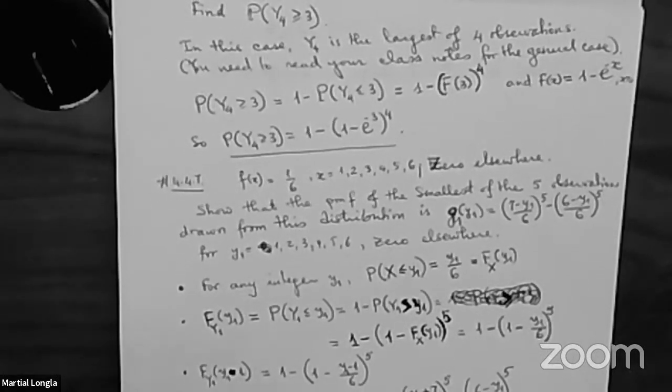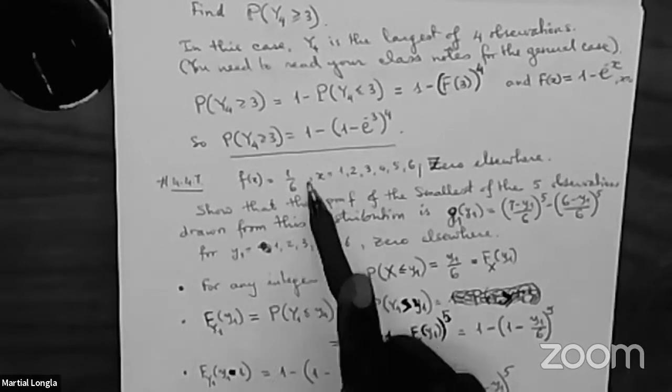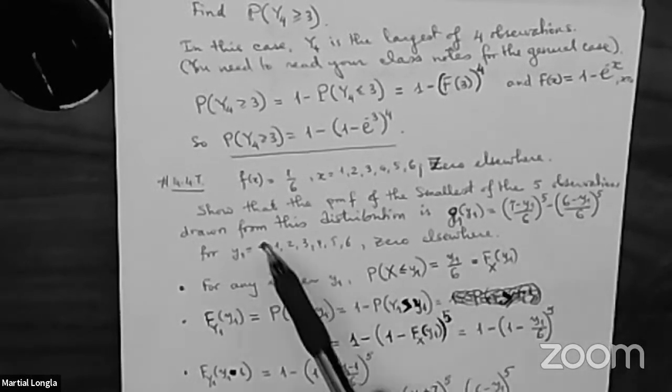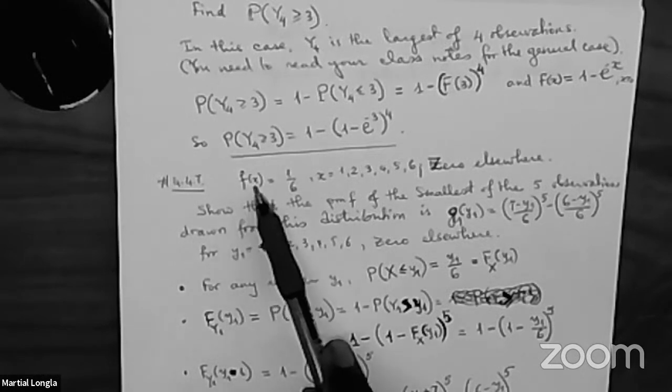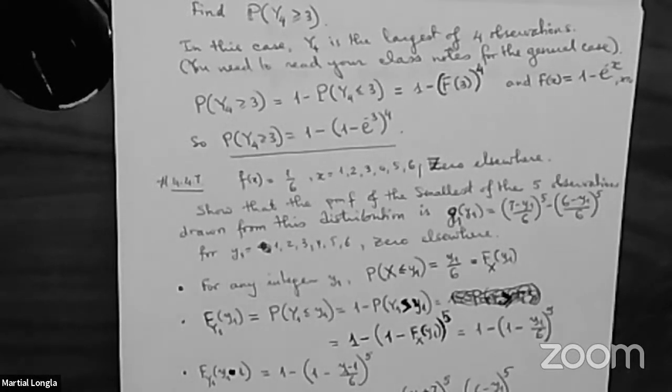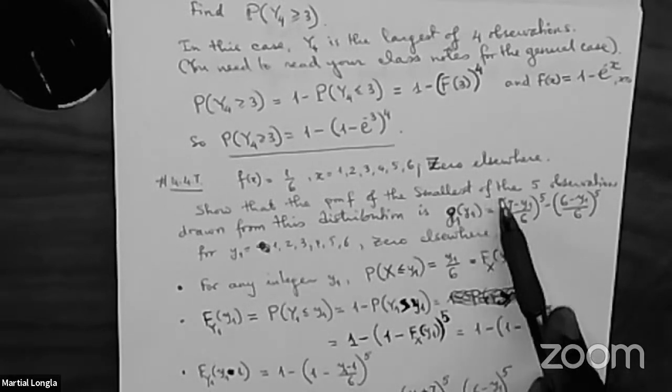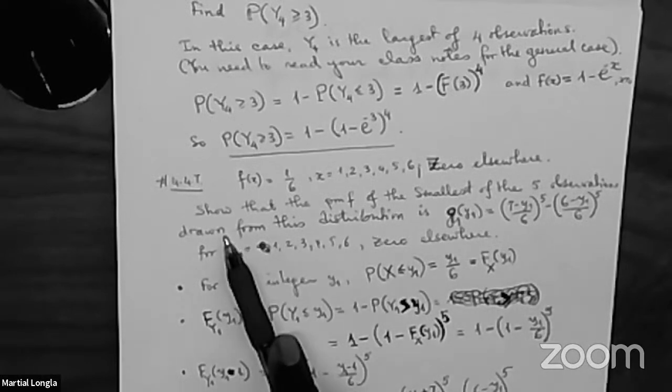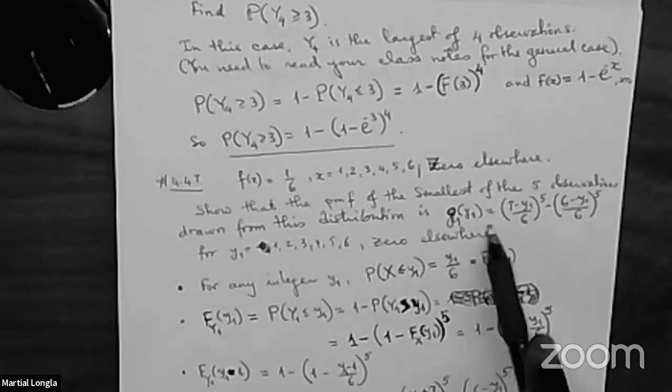Now the second problem was about a discrete distribution. The probability that x is equal to little x is 1/6 for all values of x, 1 through 6. And this is exactly the problem that we discussed in class last time. This is cast a die, right? 6 sides, 1 through 6, probability of each of the sides 1/6. That's it right there. Show that the PMF of the smallest of the 5 observations drawn from this distribution is given by this formula.